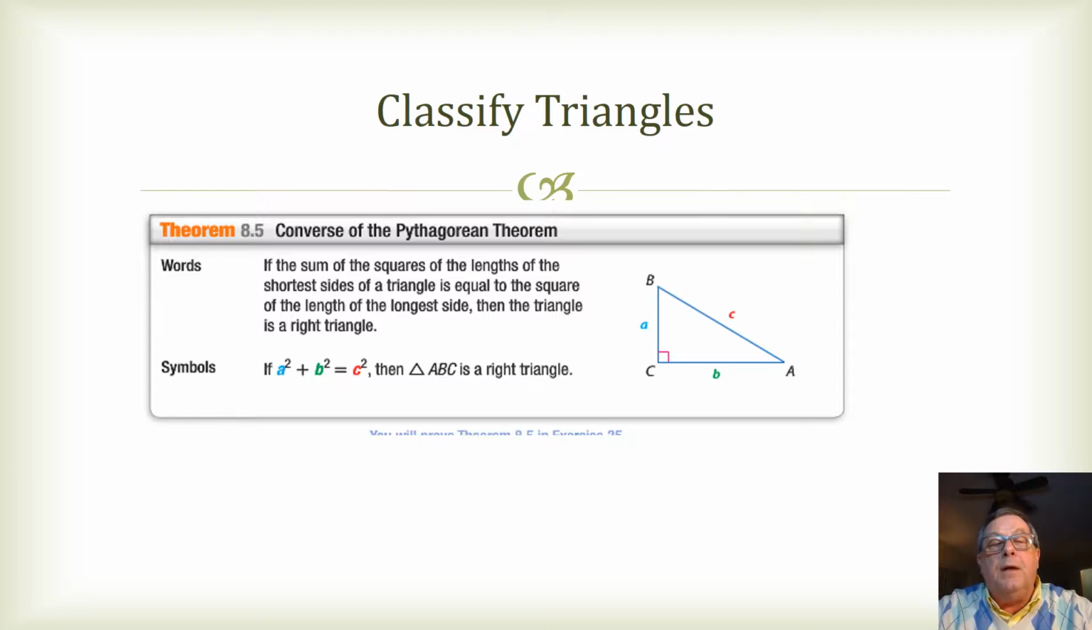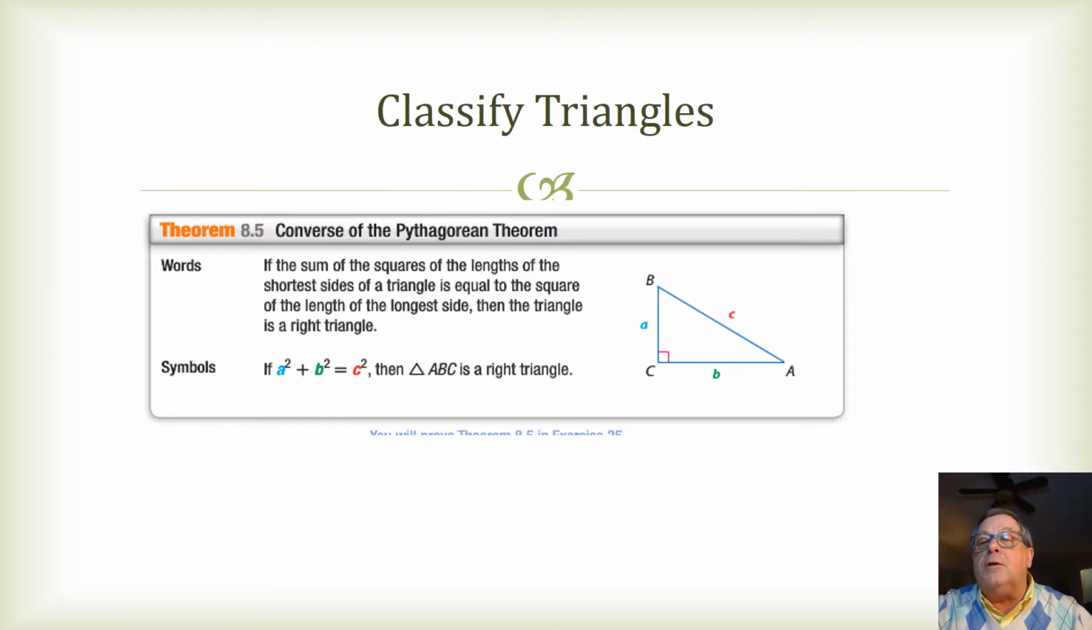of a triangle. All right, so first let's look at the converse of the Pythagorean theorem, and it says if the squares of the lengths of the shortest sides of a triangle is equal to the square of the length of the longest side, then the triangle is a right triangle. That makes sense because a squared plus b squared equals c squared, and if it's a right triangle, the hypotenuse is going to be the longest side. And so if a squared plus b squared equals c squared, then the triangle is in fact a right triangle.